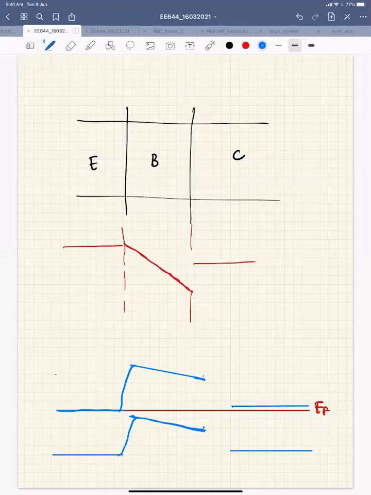I cannot do it properly, but you could. Let's say it has a band diagram like this. So if it is a band diagram like this, what will happen?